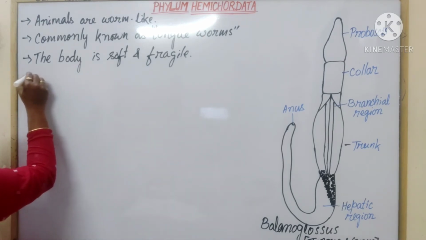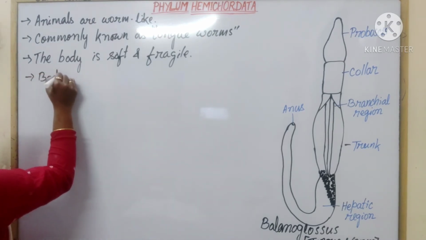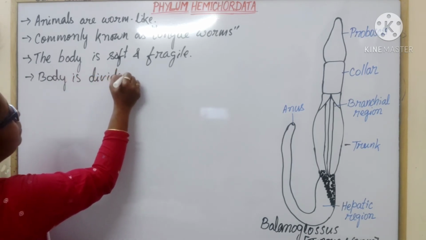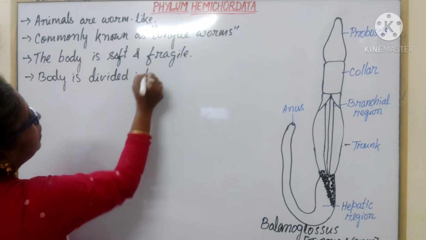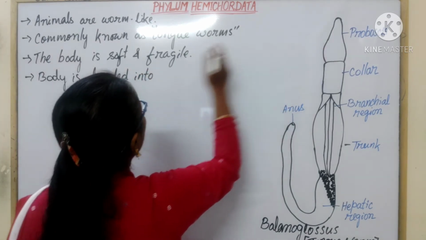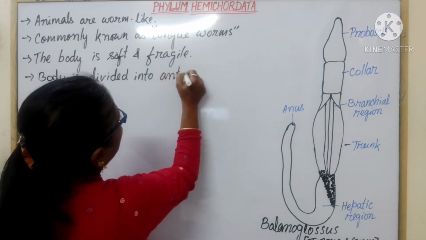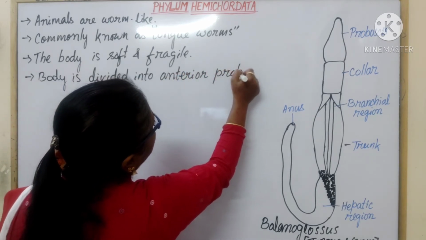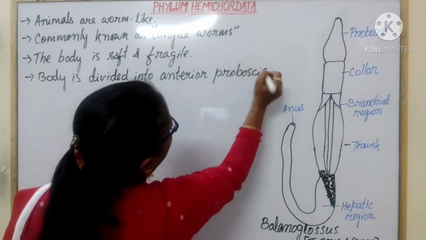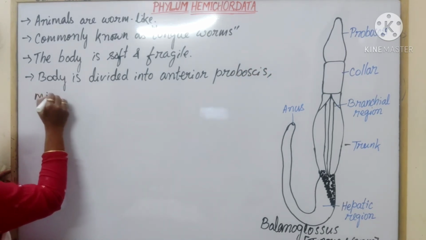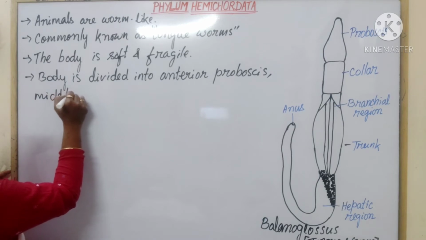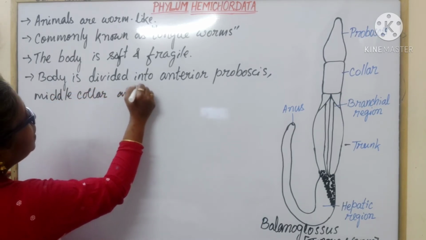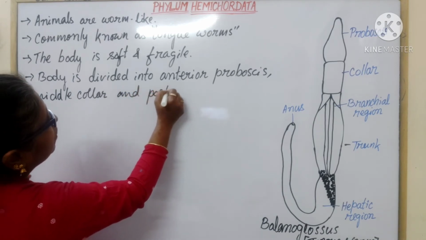Body is divided into anterior proboscis, the middle collar, and posterior trunk.